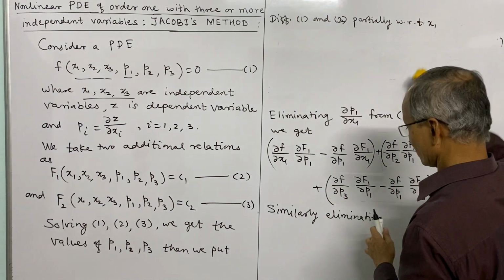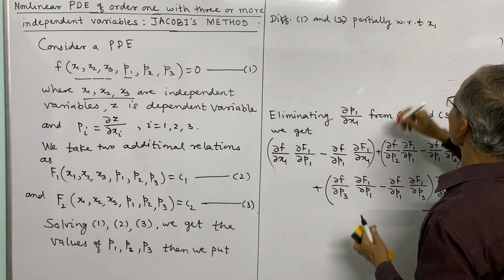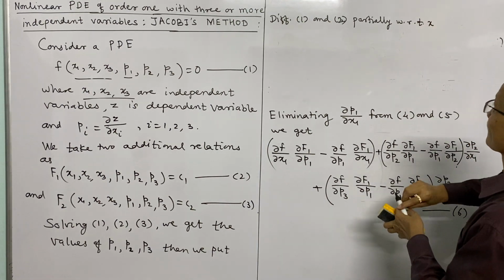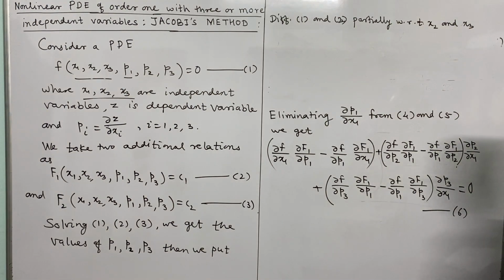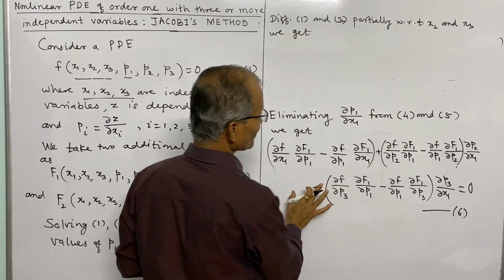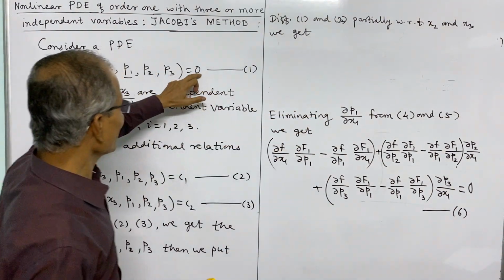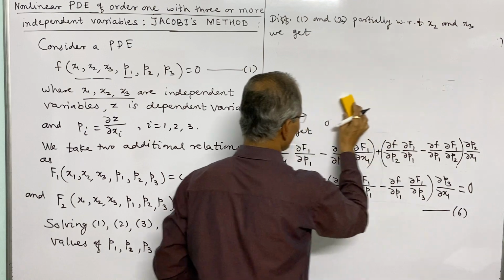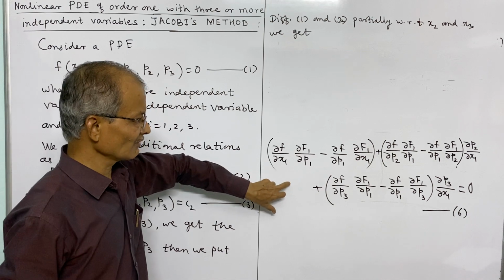So further, differentiating 1, 2 partially with respect to x2 and x3 we get. So this is the resulting equation we have obtained by differentiating with respect to x1. Now when we differentiate 1 and 2 with respect to x2, which equation shall we get? Observing this equation we shall write the new equation. So differentiation with respect to x1 results in this equation.